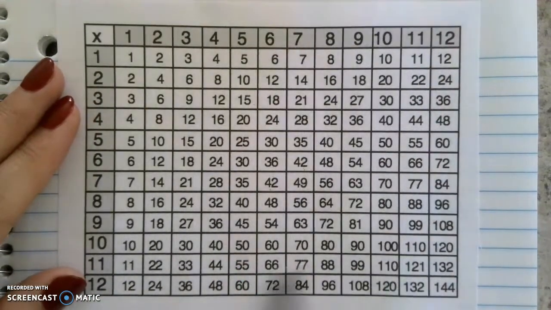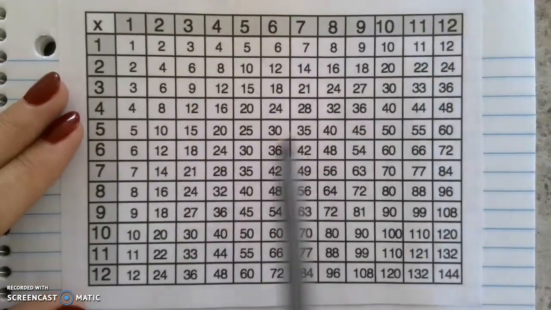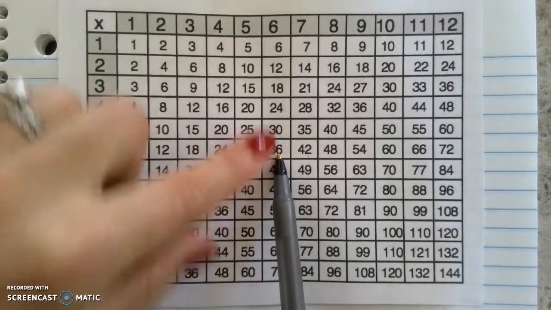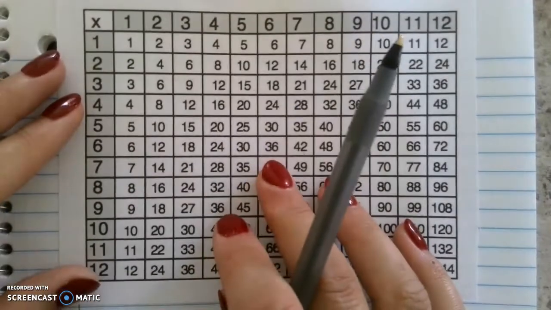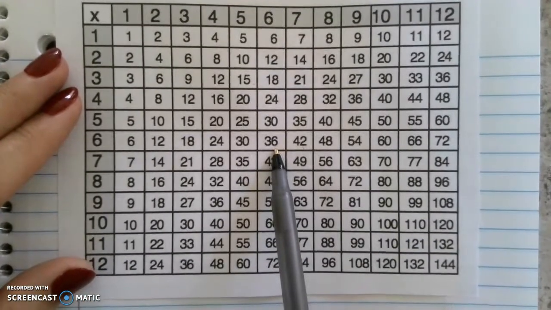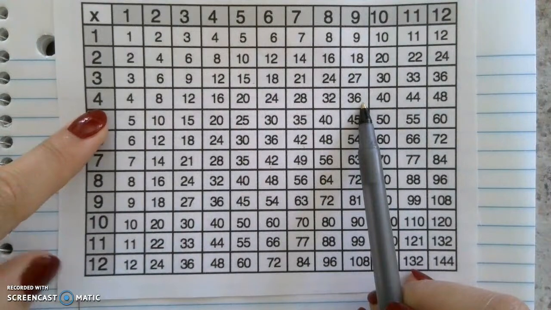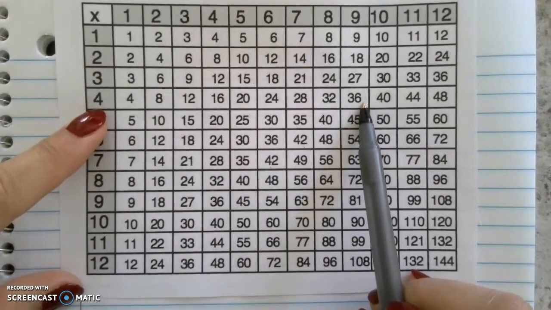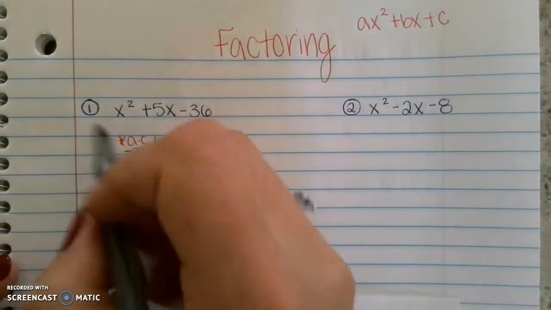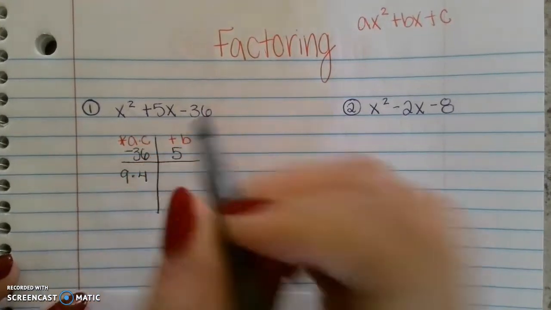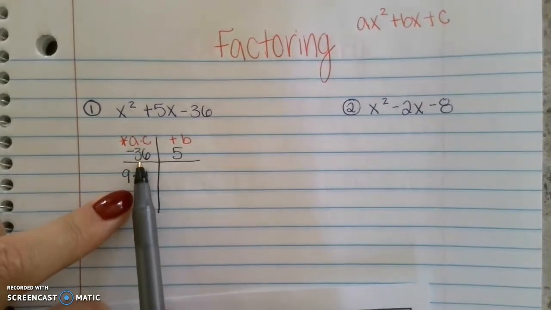In this chart, where do you see 36? I see 36 right here. So 6 times 6. Is that ever going to add to get me 5? Nope. Even if one of them is negative, that's not going to work. I see 36 right here, 9 times 4. Well, there's some possibility there, because there's a difference of 5 between these numbers. So I'm going to play around with this a little bit. 9 times 4 will get me 36, and now I have to make one of these negative so that I get negative 36.